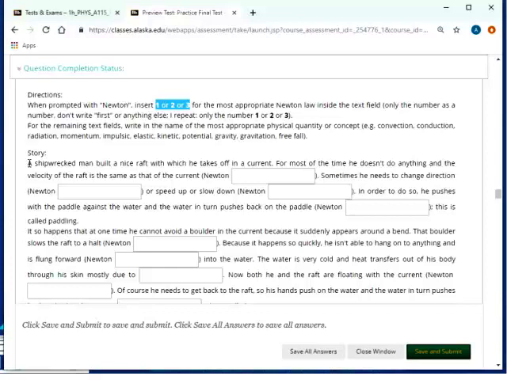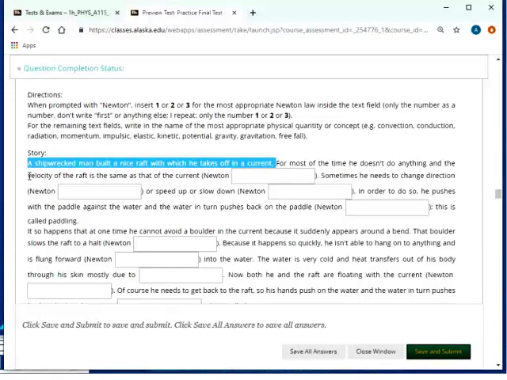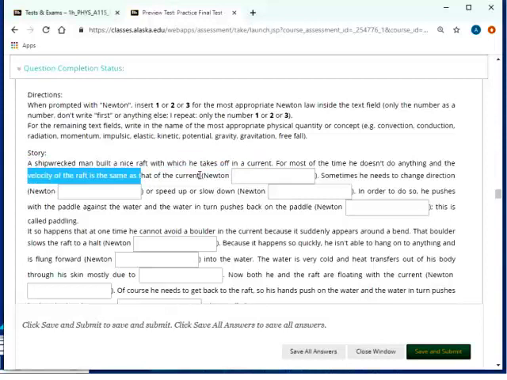The shipwrecked man built a nice raft with which he takes off in a current. For most of the time, he doesn't do anything, and the velocity of the raft is the same as that of the current. Okay, so velocity stays the same, he's just going along. Sounds like inertia, Newton 1.